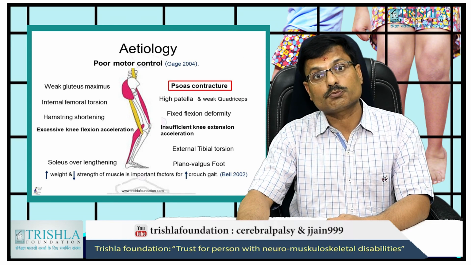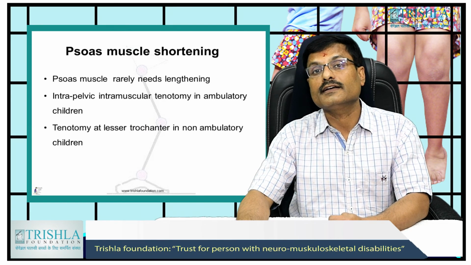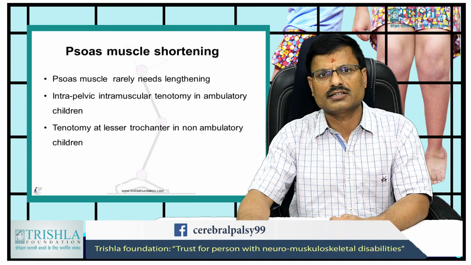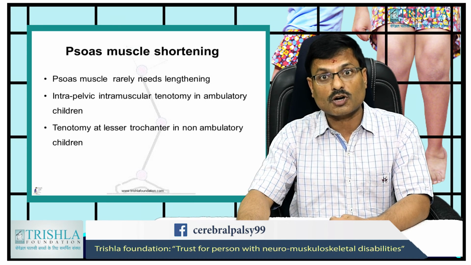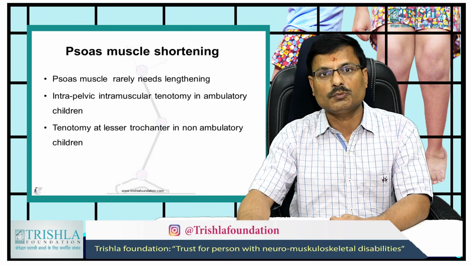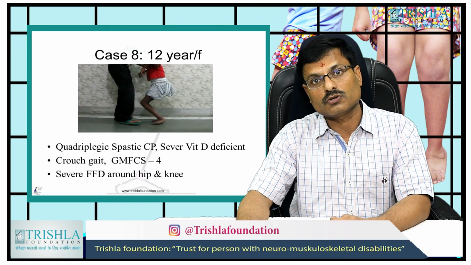The last cause was psoas muscle shortening. The psoas muscle rarely causes this crouch gait and rarely requires lengthening. But if this problem is really there, then we have to do intrapelvic intramuscular tenotomy in an ambulatory child. A very important example, I can show you this.